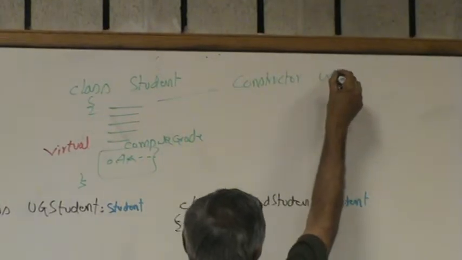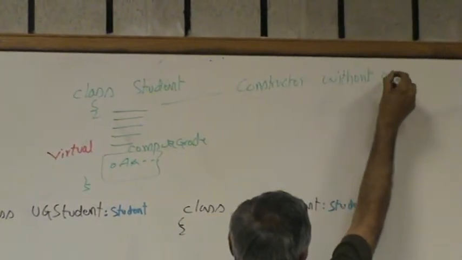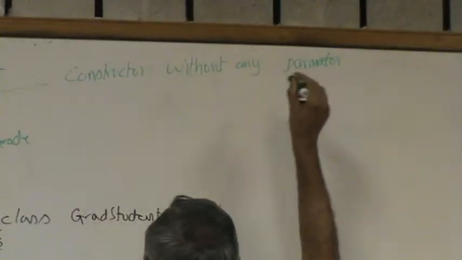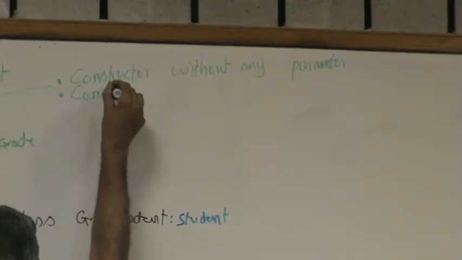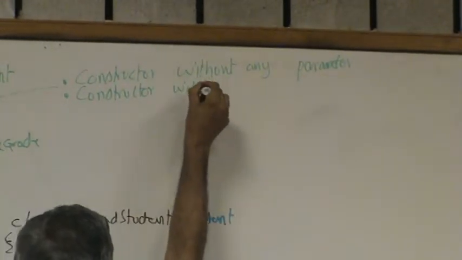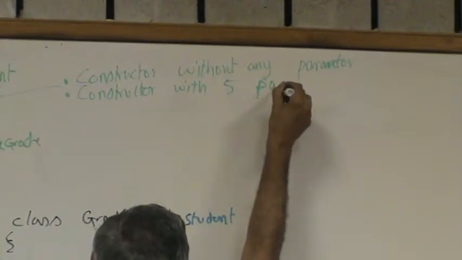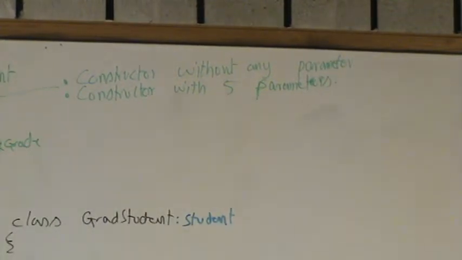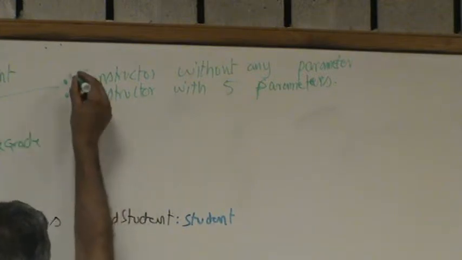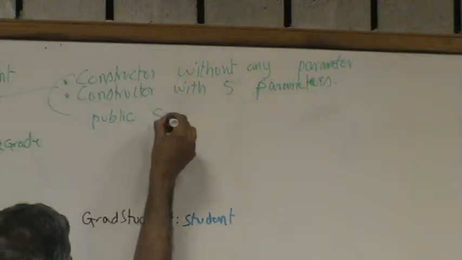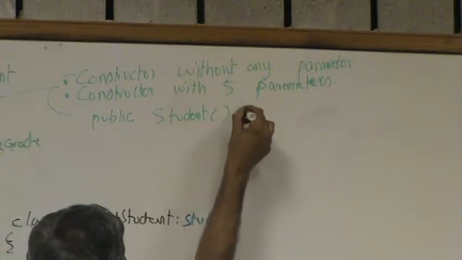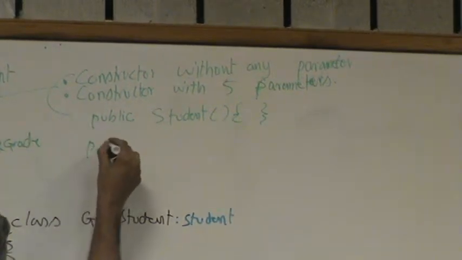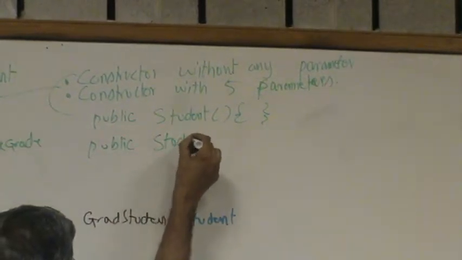Right? Constructor without any parameter. And constructor with five parameters. Everybody agrees? Remember, the constructor has the same name as the class name, no return type. So for example, how will the first constructor look like? Public student, begin curly, end curly, no code, right? How will the second constructor look like? Public, same name as the class name.